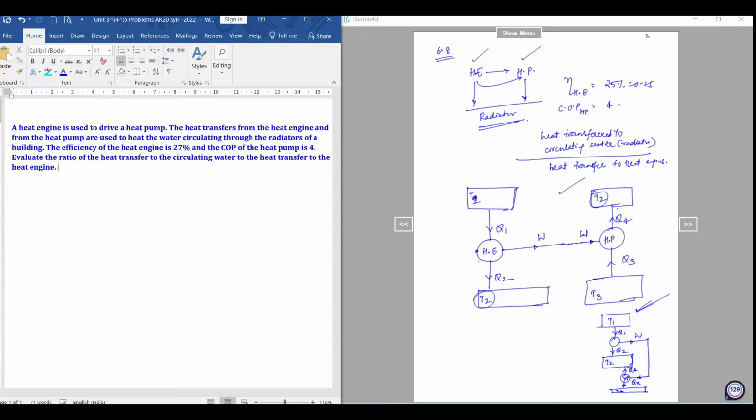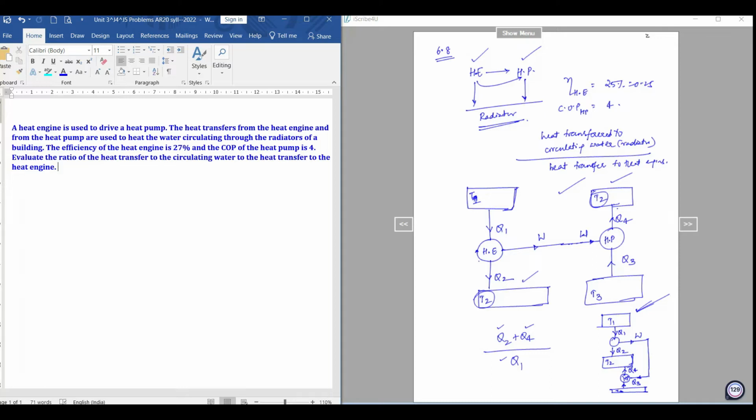Now let us solve the problem. So what is asked, by the way, heat transfer to the circulating water, that is heat transfer to T2. How much heat is transferred to T2, that is Q2 plus Q4, and the ratio of this to Q1. So Q1, Q2 and Q4 need to be known. Almost all heats are to be calculated.